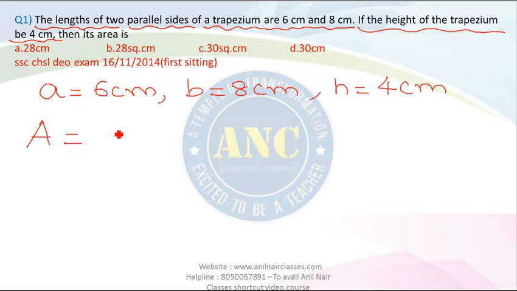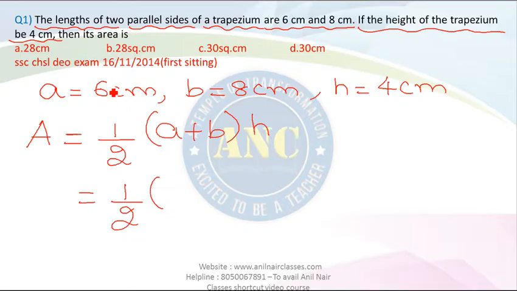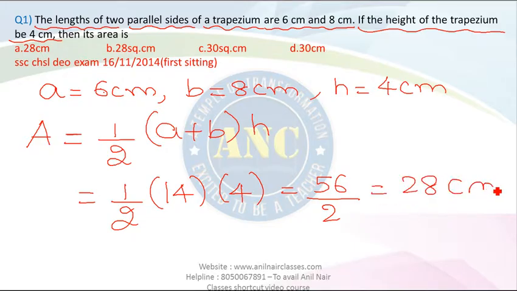I already told you that area of trapezium is half into sum of the parallel sides, it is A plus B, into perpendicular distance between them, that is height. It is half into sum of 6 and 8 is 14, into height is 4. 14 into 4 is 56. 56 divided by 2 is 28 square centimeter, which is nothing but my option B. And please see this original SSC question which had come in the year 2014, and that is what I have taken right now.